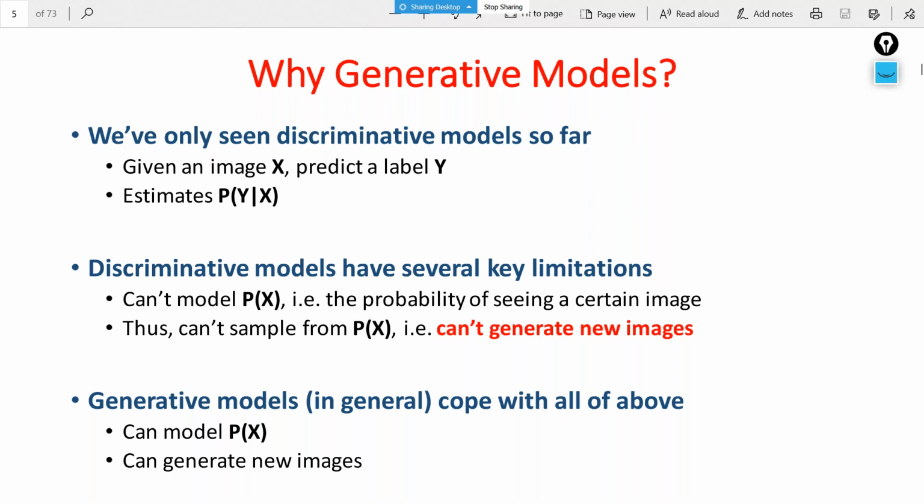Discriminative models have a key limitation: they can't model the probability of X. What it means is, what is the probability of an image being that image? That sounds odd, but this is the meaning. P of X is the probability of seeing a certain image, whether the image is correct or not, whether it is right or not. Thus we can't sample P of X, and can't generate new images.